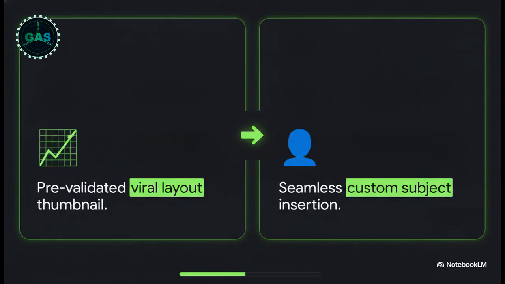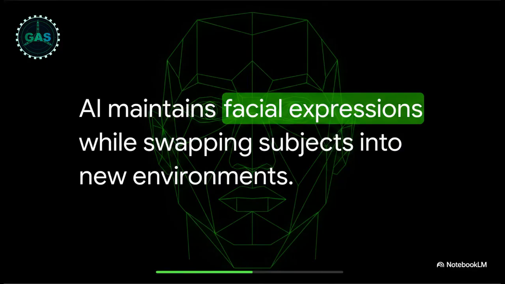Well, a prime example is building a custom application within an environment like Google AI Studio. You can upload an image of a pre-validated, highly successful viral thumbnail layout. Then you simply upload a standard image of yourself. The application utilizes advanced image-to-image AI to replicate the structural success of that proven layout, while seamlessly inserting you as the new primary subject. The technological leap showcased here is exceptional.